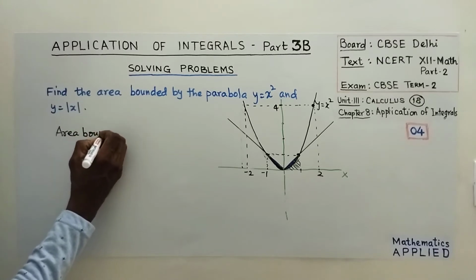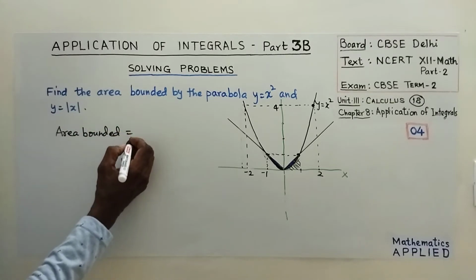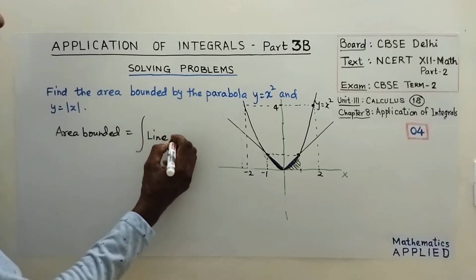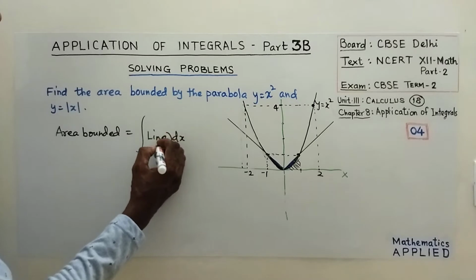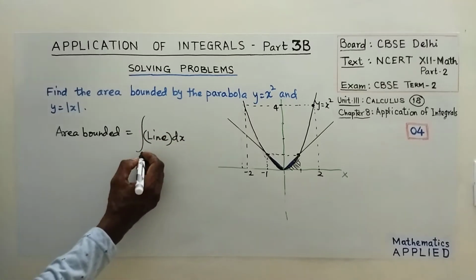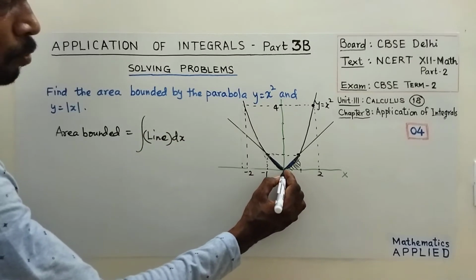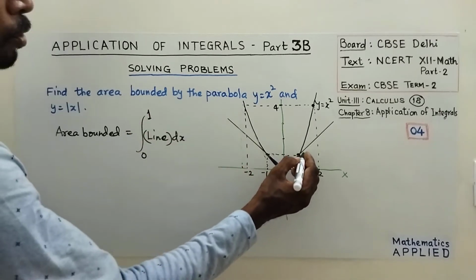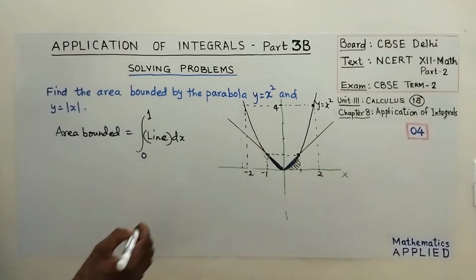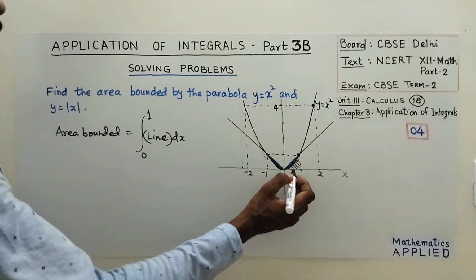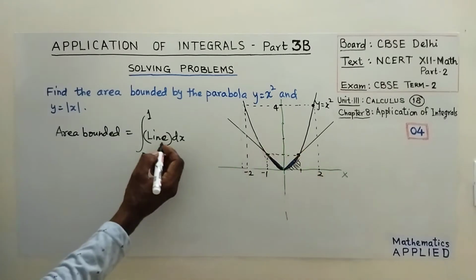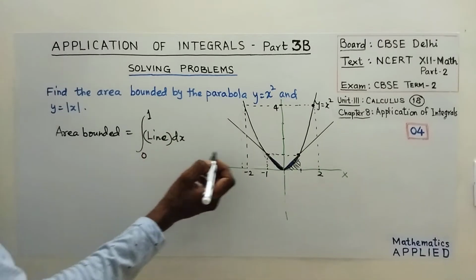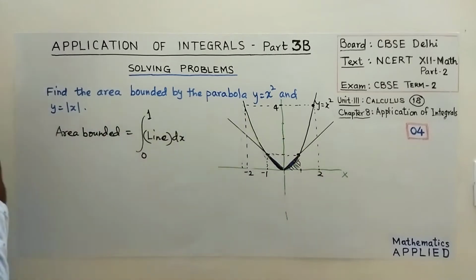or bounded area I must write, should be equal to integral of the line with respect to x. The line with respect to x from what point? This is 0 and this is 1. So 0 to 1, because these two curves automatically cut at x equals 1. So therefore, it is already known from that. So therefore we write, no need to solve this. You can get this point when you draw the curve.